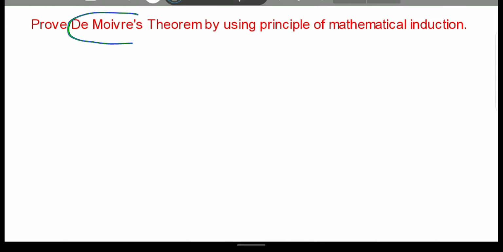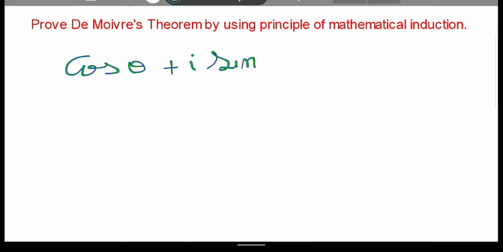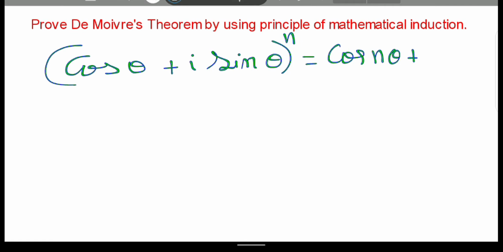Let's prove de Moivre's theorem by using the principle of mathematical induction. De Moivre's theorem states (cos theta plus i sin theta) to the power n is equal to cos n theta plus i sin n theta.